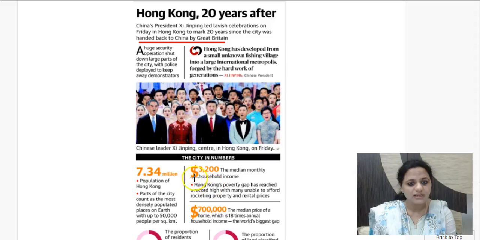The monthly household income here is quite high. The population residing here is small, but the population density is also quite high. So the developments and the progress of China are being mentioned here.